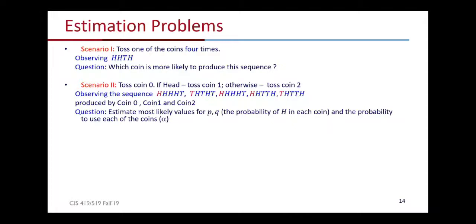Scenario 2. First, I'm tossing coin 0. If it's head, I'm tossing coin 1 4 times. If it's tail, I'm tossing coin 2 4 times. What I observe is this, and I'm coloring the first toss in red and the rest in blue. And again, I'm asking you, or this time a little bit harder question: estimate the values of alpha, P, and Q. So what's your estimate for alpha now?